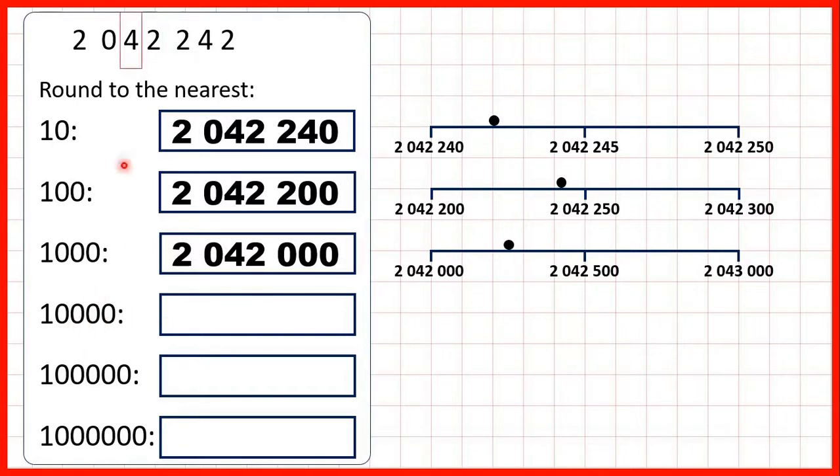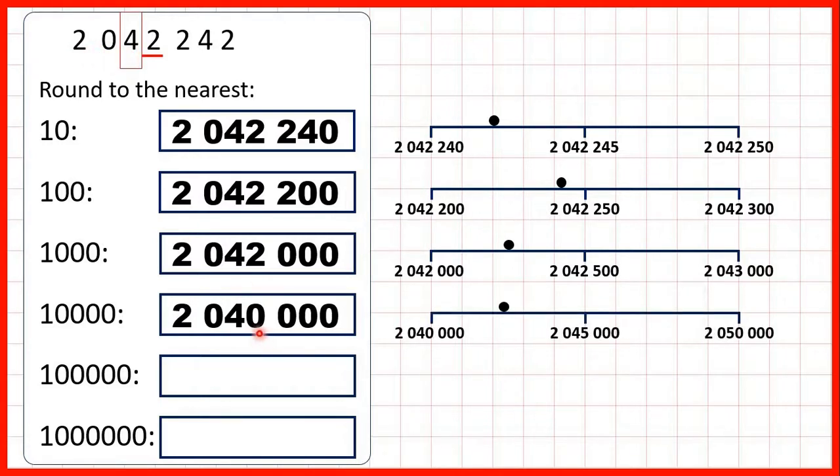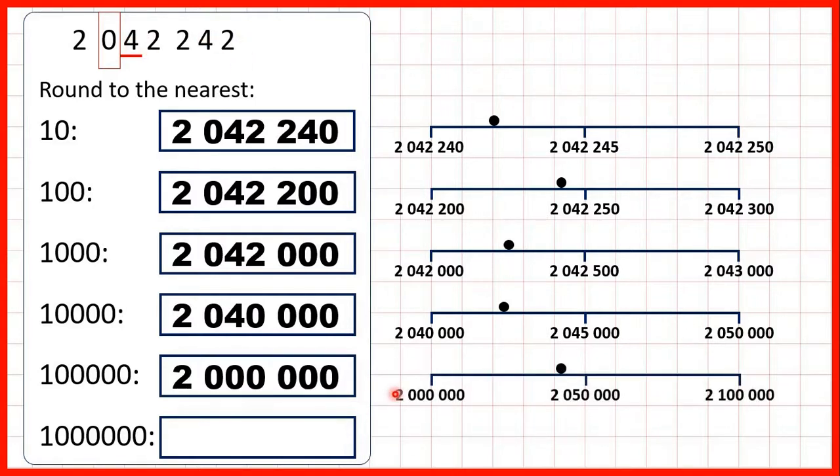To the nearest 10,000, we find the place value, and we're looking at our thousands digit. We have a 2, so we're rounding down. That means the digits we've circled and digits to the left stay the same, digits to the right turn into zeros. To the nearest 100,000, we find the place value. Again, we can see that we're rounding down, so the 0 stays a 0, and digits to the right turn into zeros. And finally, to the nearest million, we find the place value.